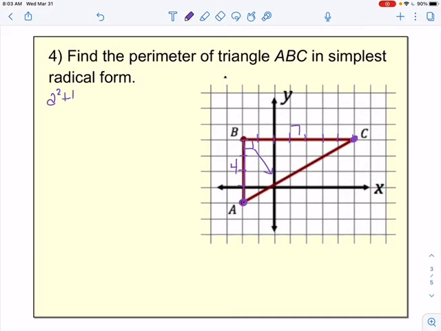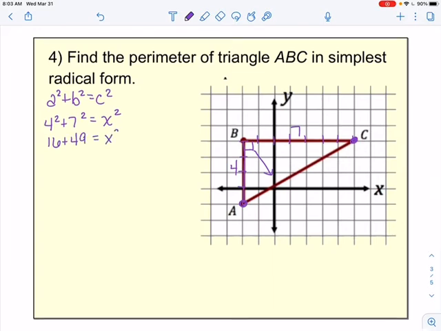So a squared plus b squared equals c squared. I'm going to do 4 squared plus 7 squared equals, I'll call it x squared. C squared, you can leave it as c squared, it doesn't matter, but that's what you're looking for. You're looking for the hypotenuse here. 4 squared is 16. 7 squared is 49. So 16 plus 49 is going to equal x squared, and 16 plus 49 gives you 65. So 65 is going to equal x squared.